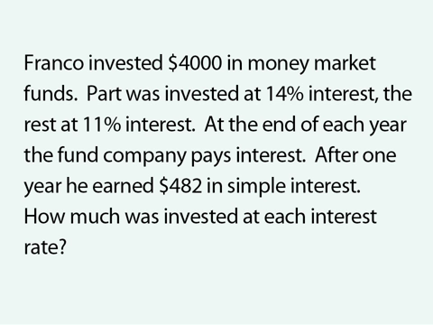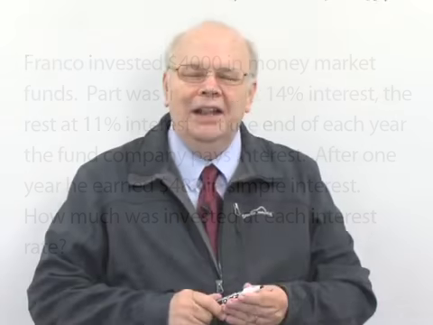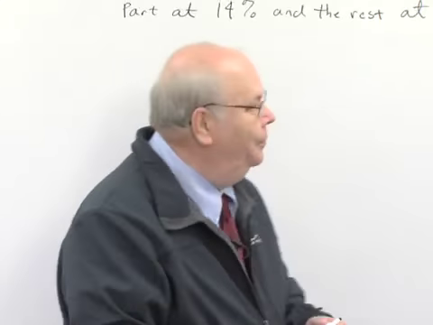Let's read the problem. Franco invested $4,000 in money market funds. Part was invested at 14% interest, the rest at 11% interest. At the end of each year, the fund company pays interest. After 1 year, he earned $482 in simple interest. How much was invested at each interest rate? Let's see how we can solve this problem.